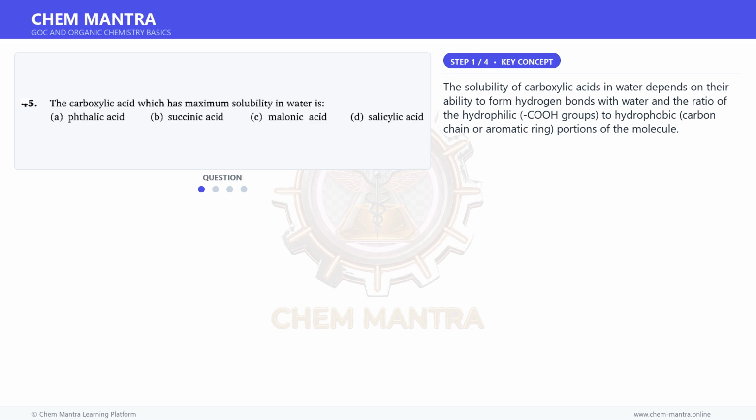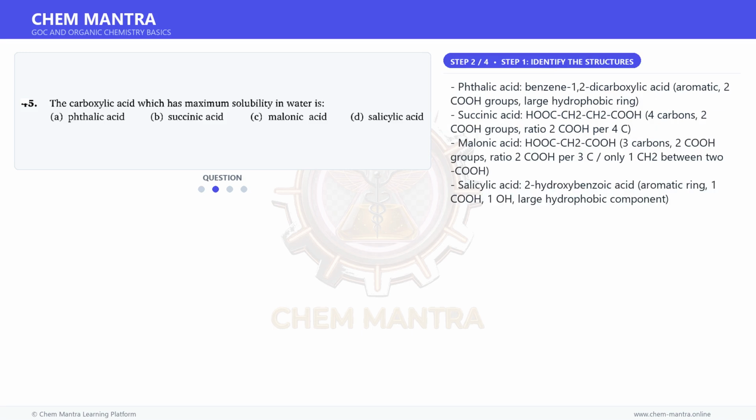The solubility of carboxylic acids in water depends on their ability to form hydrogen bonds with water and the ratio of the hydrophilic -COOH groups to hydrophobic carbon chain or aromatic ring portions of the molecule. Moving on to the next step.